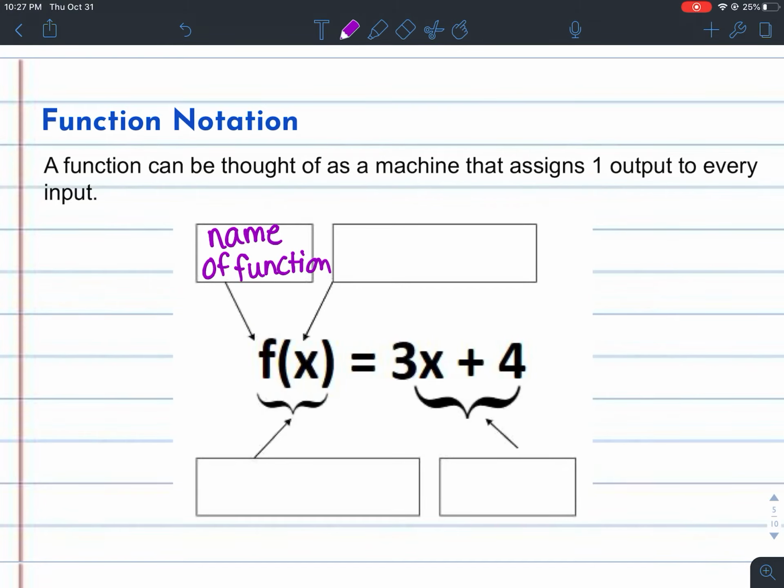The part in the parentheses, again, is not multiplication. It's actually indicating what our independent variable is. It tells us what number to plug in. We don't have to say substitute, we'll just say plug in. It tells us what number we're plugging in.